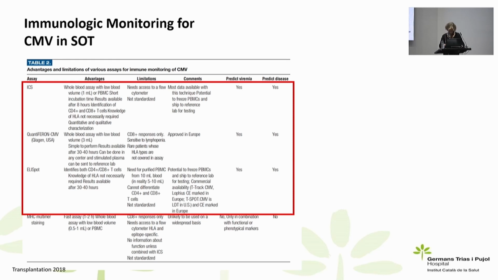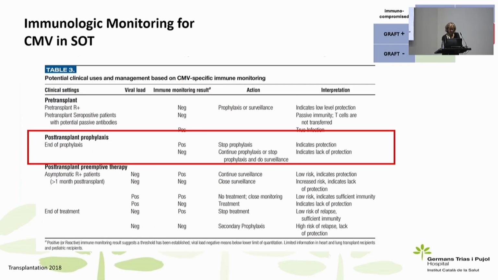I need my glasses, I'm sorry. But they talk about these tests, ICS, QuantiFERON, ELISpot, and they say that all of them help us to predict viremia and predict disease. So all of them are useful to be used in the transplant setting.